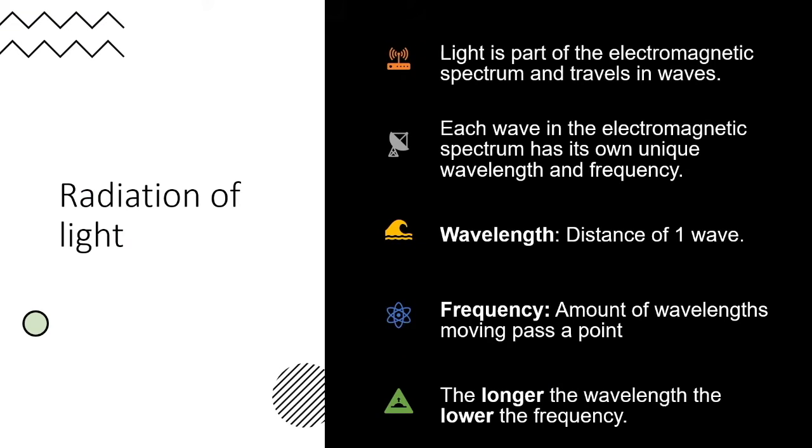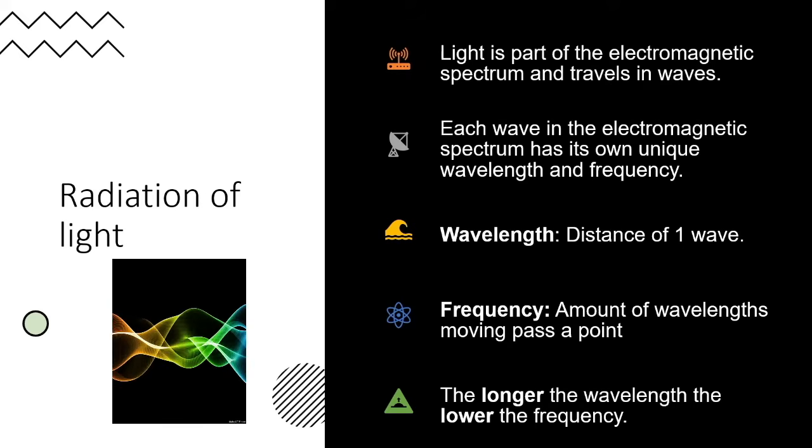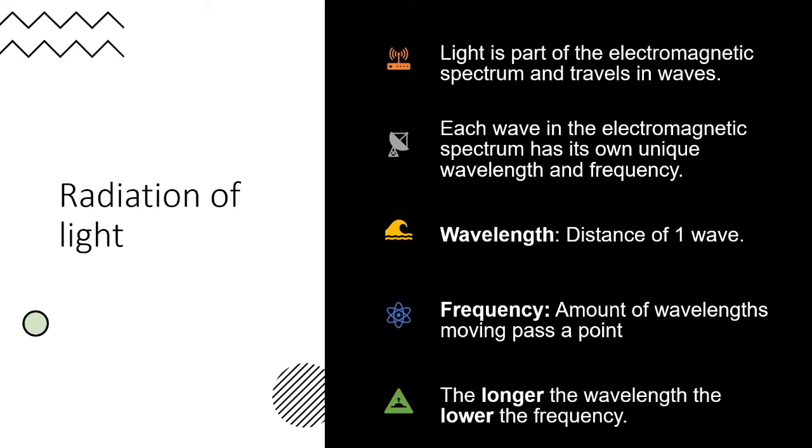When we refer to the radiation of light, we refer to light as being part of the electromagnetic spectrum, and it travels in waves. Each wave in the electromagnetic spectrum has its own unique wavelength and frequency. Now, a wavelength is the distance of one wave, and the frequency is the amount of wavelengths that are passing through a specific point. When we speak about a longer wavelength, it means that the wave has a lower frequency. Light travels in straight lines, at a speed of about 300,000 kilometers per second through space, and it takes light about 8 minutes to reach Earth from the sun.